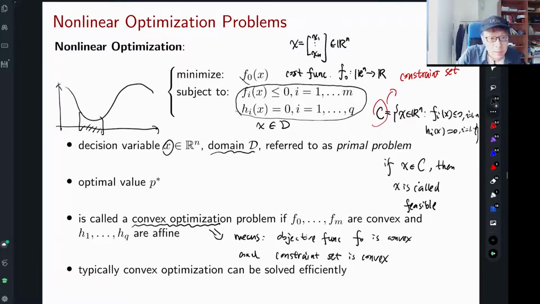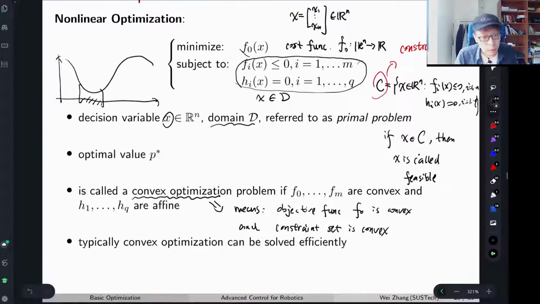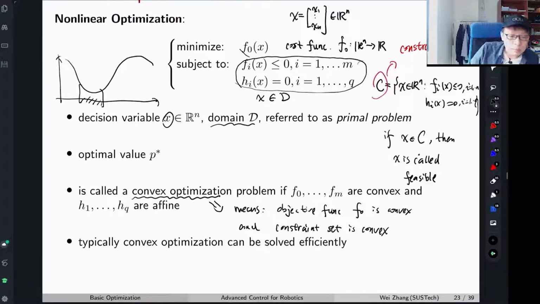And because of the special structure we listed here that requires all these functions, f0 all the way to fm, need to be convex functions, then the constraint set will be convex. And also the equality constraints, we only allow them to be affine functions. That can guarantee the constraint set is convex. Why is convexity so important? Because convex optimization can be solved very efficiently.